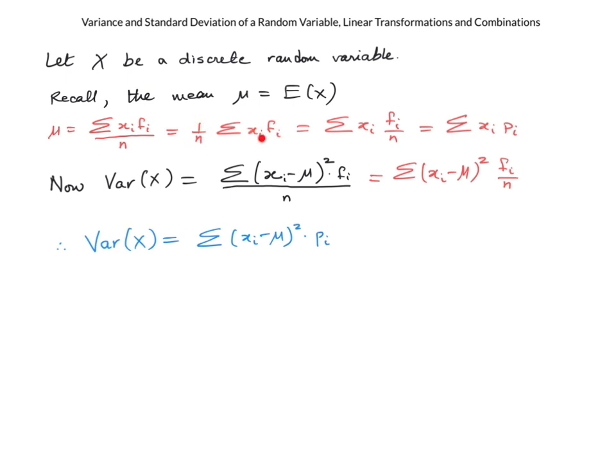Since this is a sum, I can distribute 1 over n into every single term of this sum, and I can write it this way: sigma of xi times fi over n. But fi over n is the frequency divided by the total, which is just the probability of it occurring. So really, mu, or the expected value, is just sigma of xi pi. Now, we've done this before, so I'm just reminding you of a way to relate this version of mu to the version of mu, or expected value, that we've talked about already.